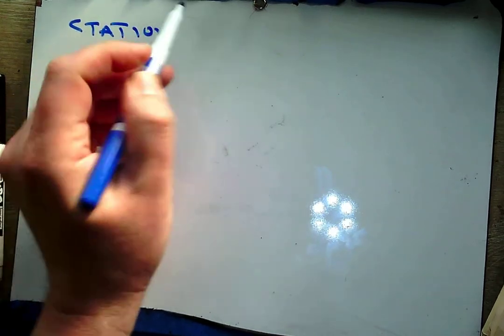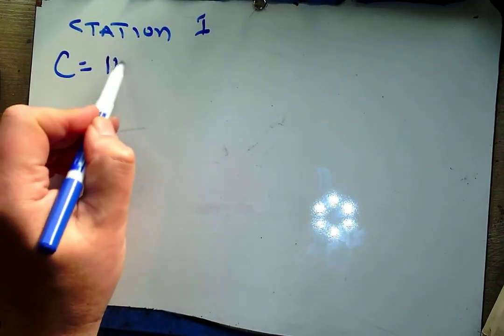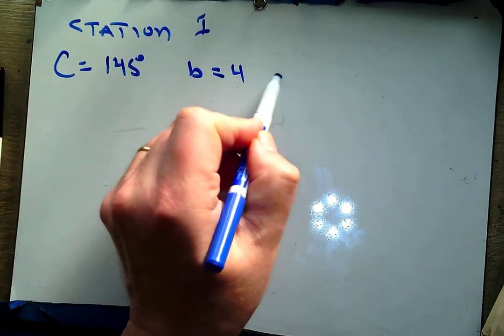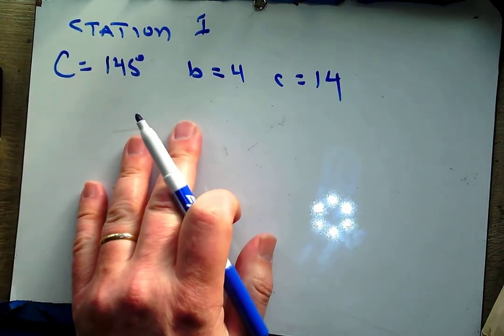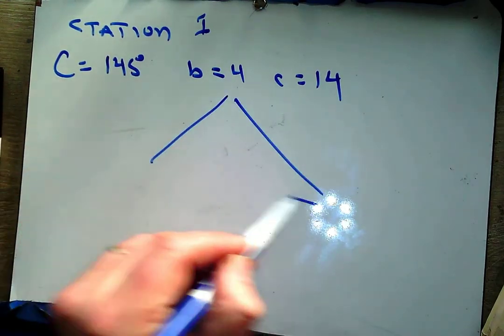Station one is, well, you tell me, is this when they give me big C is 145 degrees, and little b is 4, and little c is 14. Have I been given a situation where I'm using law of sines or law of cosines? So let's think about that.